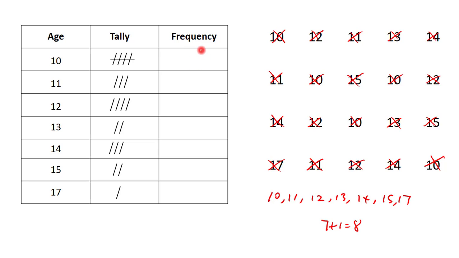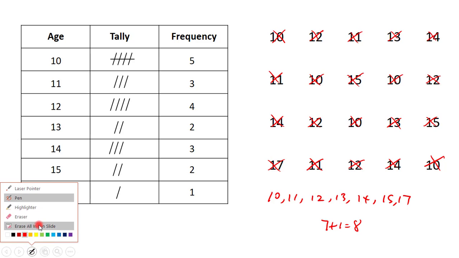Let's move on to the third column, which is the frequency. From the previous video, we learned that the frequency is the tally that we have for each mark. So here, the frequency will be the tally that we have for each age. For age 10, the tally is 5. For age 11, the tally is 3. For age 12, the tally is 4. For age 13, the tally is 2. For age 14, the tally is 3. For age 15, the tally is 2. And for age 17, the tally is 1. I'm going to clean the ink that we have on the page so that you can see the table clearly.